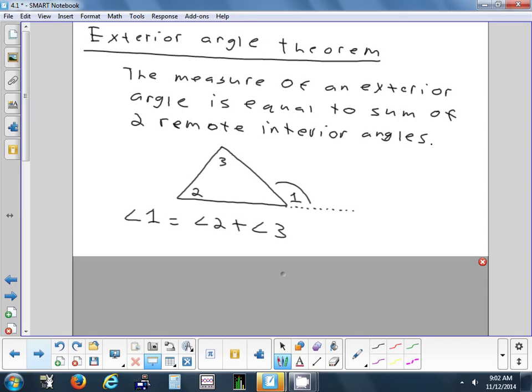So the exterior angle theorem says that if you take the measure of an exterior angle, it will equal the sum of the two interior angles that are farthest away. They're called remote interior angles. So in this case, angle 1 equals angle 2 plus angle 3. Technically, I should say measures. Okay, that's the exterior angle theorem.